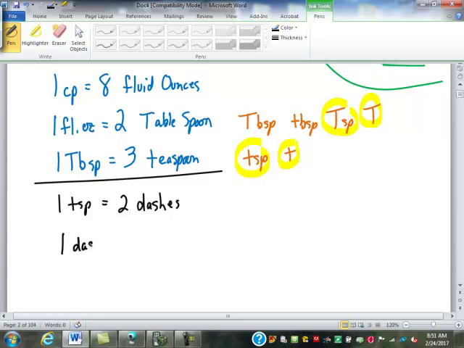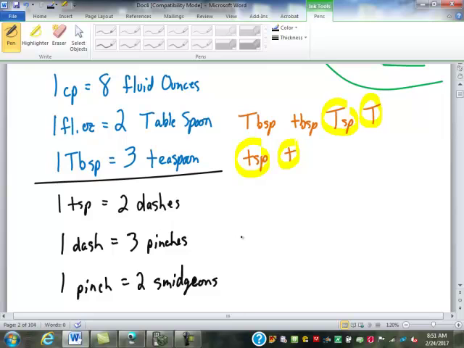Smaller than a dash, 1 dash contained 3 pinches. A pinch was exactly what you think. You put your fingers in there, pinch them together, and what's between your fingers, that's how much spice you throw into the recipe. And 1 pinch is 2 smidgens. The smidgen is the one that always kind of grossed me out a little bit. The smidgen is you stick your finger in there, and whatever sticks to your finger, you put that into the thing, which the cook with really sweaty fingers has big smidgens. I don't know.